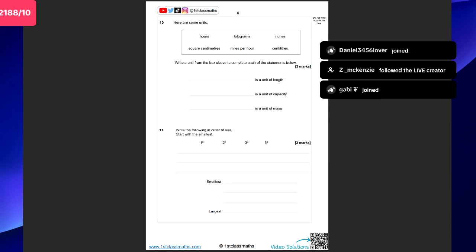Okay, let's move on. Okay, next question. Here are some units. Write a unit from the box above to complete each statement below.